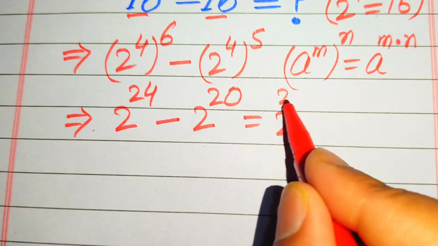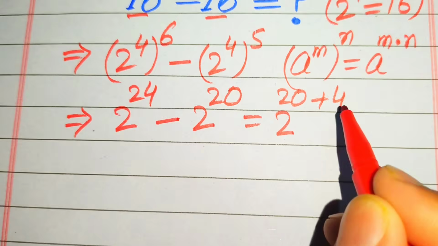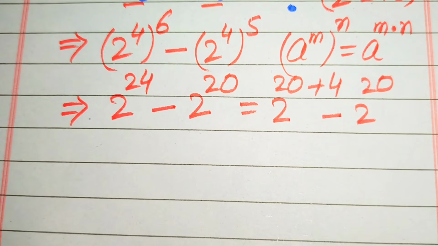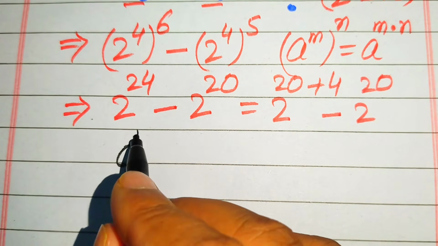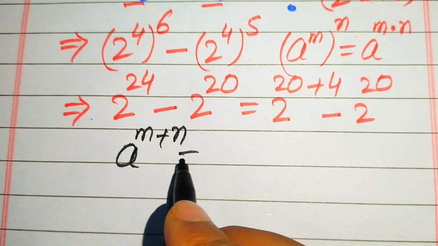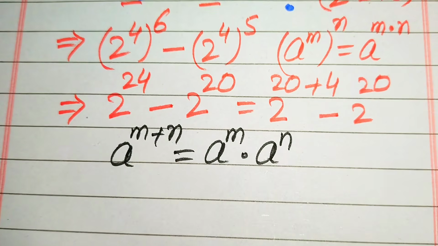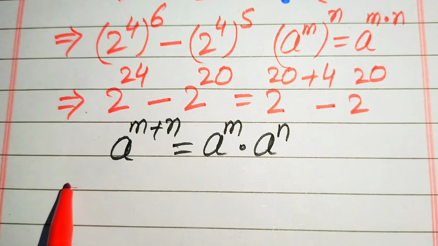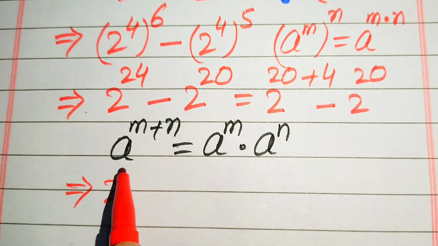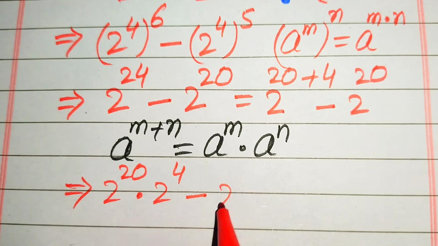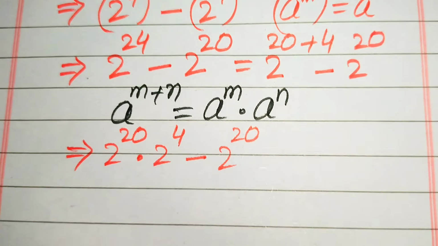In the next step, we again break this exponent in this form. We write 24 as 20 plus 4, so 2 to the power of 20 plus 4, minus 2 to the power of 20. And further we use the nice exponential law: if we have a to the power of m plus n, this is equal to a to the power of m multiplied by a to the power of n. According to this rule, we break the exponent, and first we have 2 to the power of 20 multiplied by 2 to the power of 4, minus 2 to the power of 20.